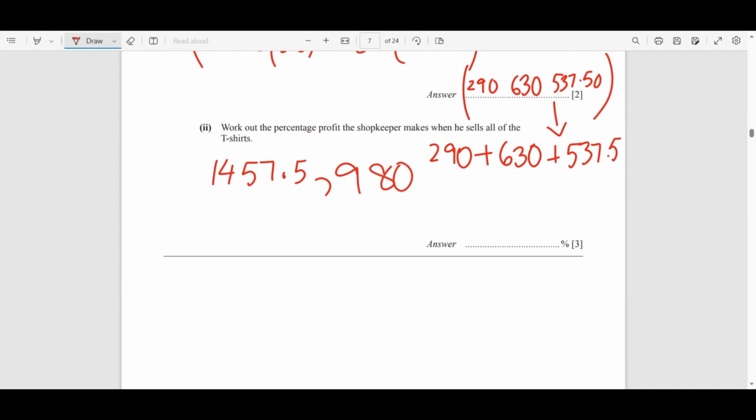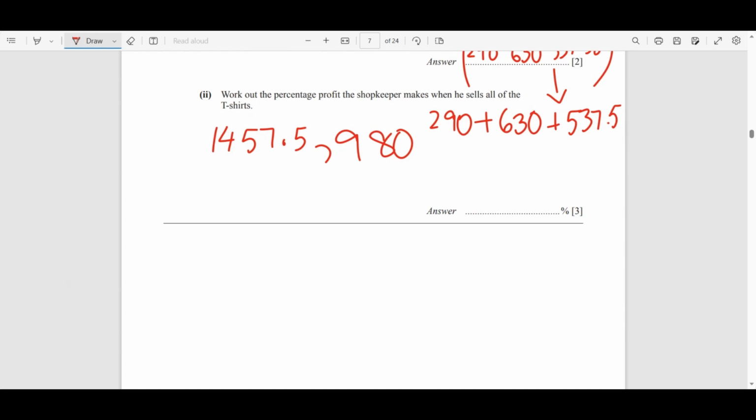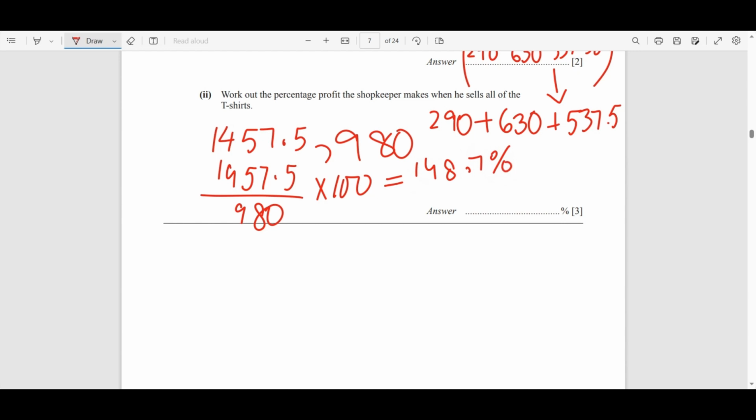right? So we need to calculate the profit percentage. That's how we calculate profit percentage. It is going to be, I'm just quickly using my calculator, 1457.5 times 100 divided by 980. This gives me 148.7, right? Percent. And because we are interested in the profit, we subtract it from 100 and we get 48.7. That's his profit percentage.